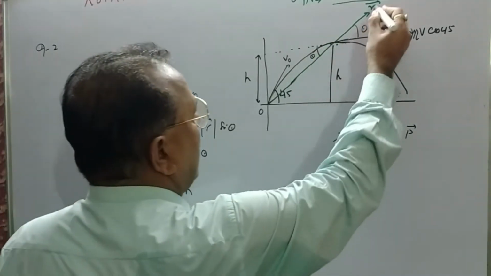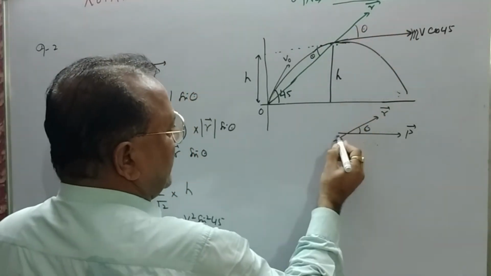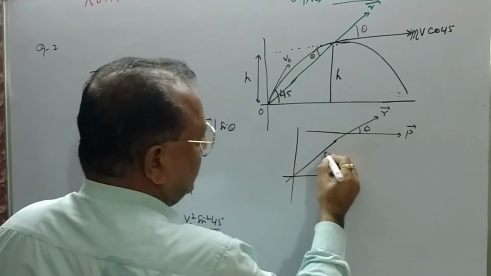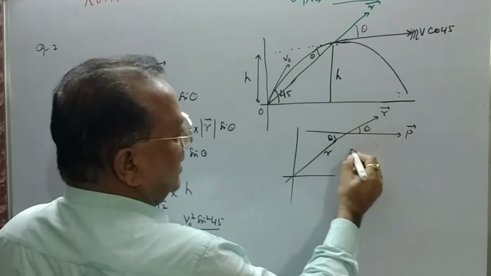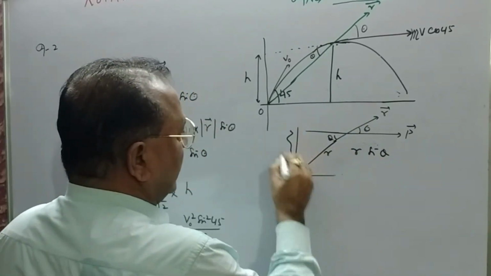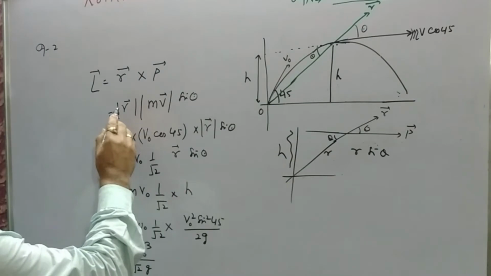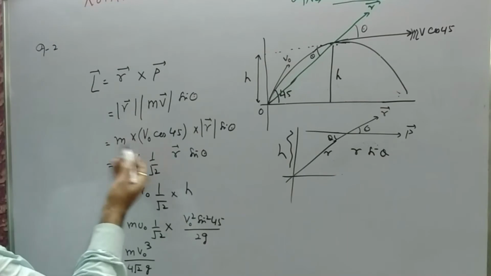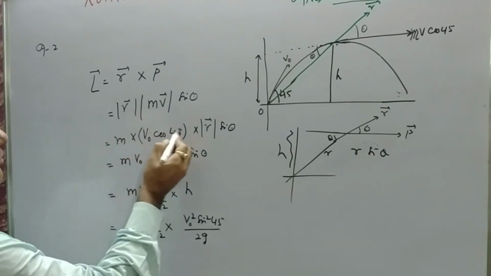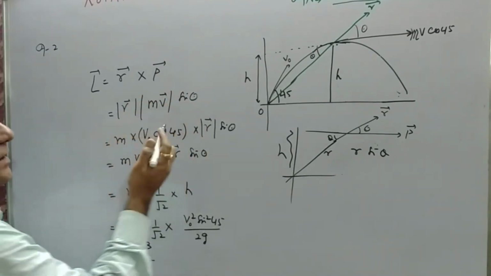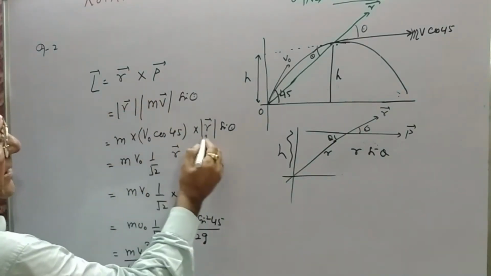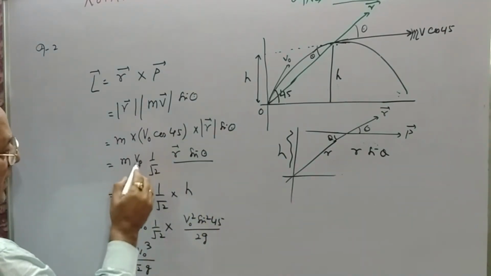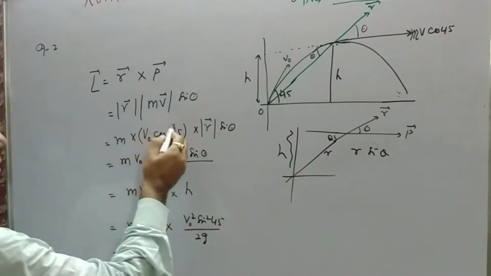Okay. Now this is r vector, this is theta. If you take it backward, like this, this is r vector, this is theta. So r sin theta is equal to this height. I have taken r magnitude, v magnitude, sin theta, and m I have taken outside. V naught cos 45 is the velocity, and r magnitude sin theta. R sin theta is h. Therefore, m into v naught into 1 by root 2 for cos 45, into h.